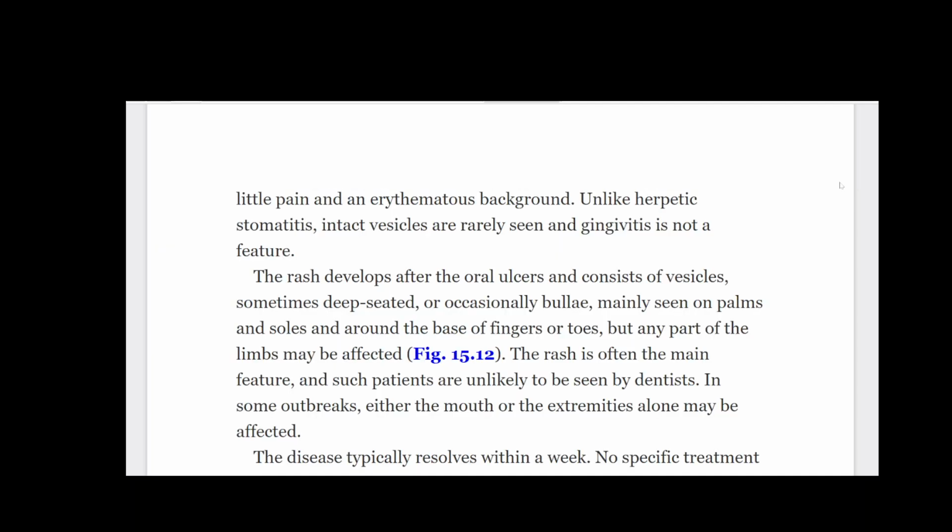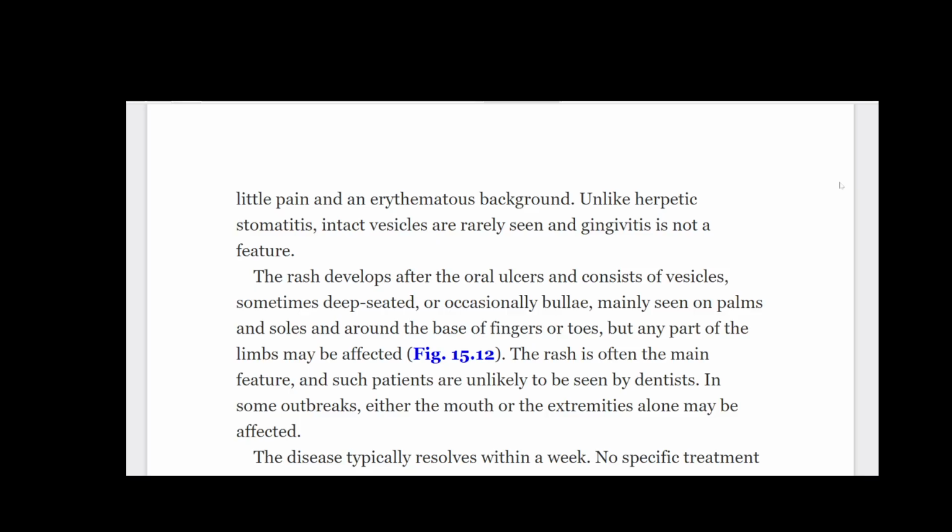The main features are small, scattered oral ulcers in all areas of the mouth, usually with little pain and an erythematous background. Unlike herpetic stomatitis, intact vesicles are rarely seen and gingivitis is not a feature. The rash develops after the oral ulcers and consists of vesicles, sometimes deep-seated, or occasionally bullae, mainly seen on palms and soles and around the base of fingers or toes, but any part of the limbs may be affected.